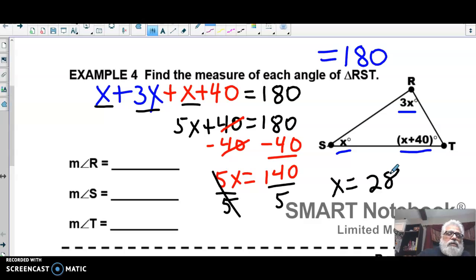So in this case, I'm going to be looking for angle R. Angle R happens to be 3x. And then I'll just plug in the 28. Plug it into my calculator and multiply 3 times 28. And I get 84.